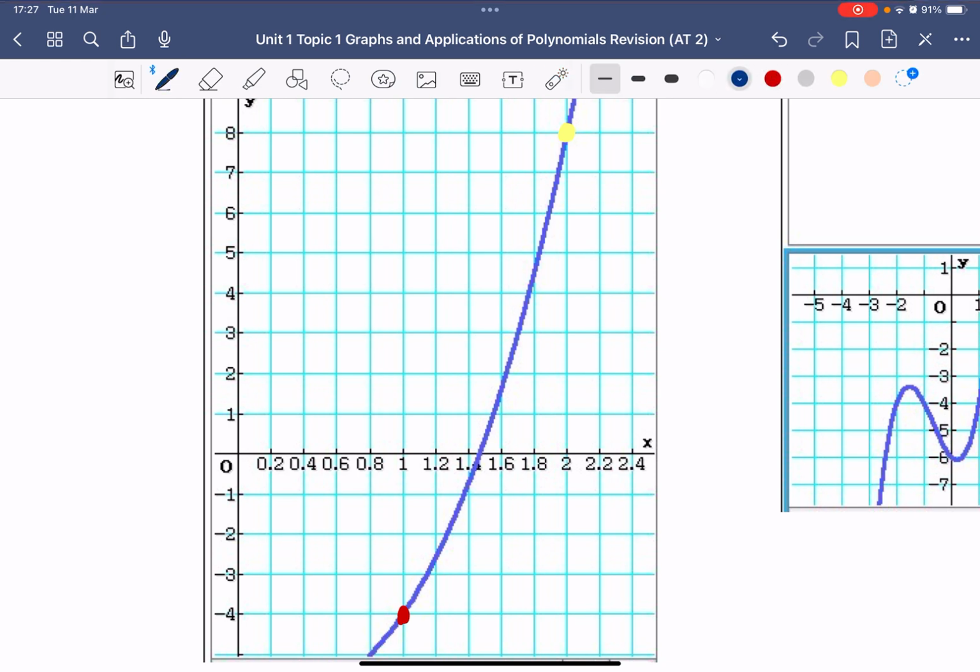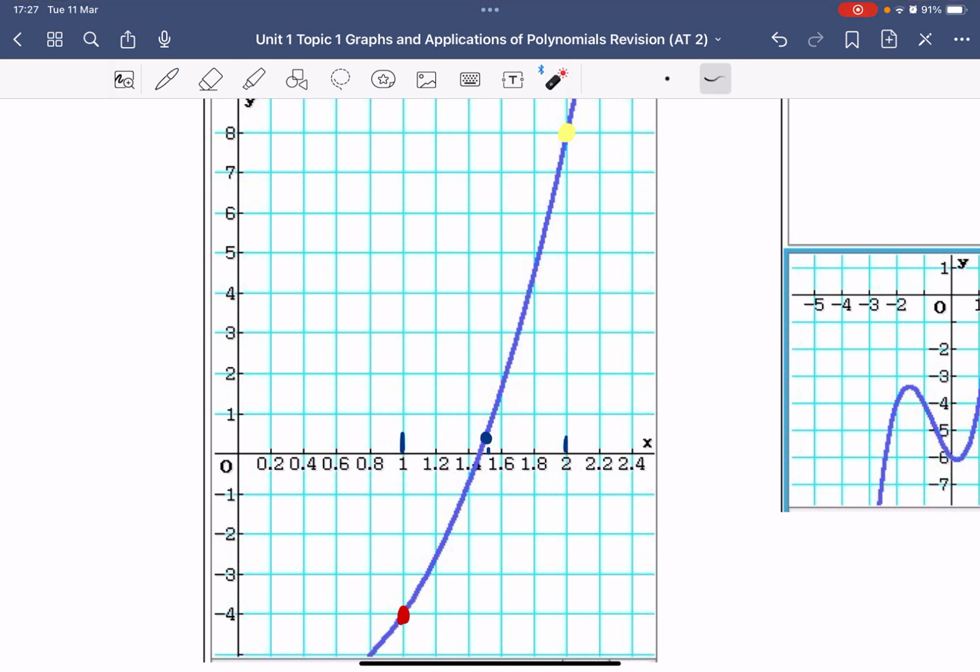We take the x values of those two guesses, 1 and 2, and we find the midpoint. And the midpoint between 1 and 2 is 1.5. It's about here. And we find the value of the graph at x equals 1.5, and we establish that it's about there.